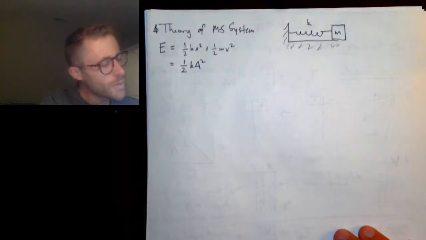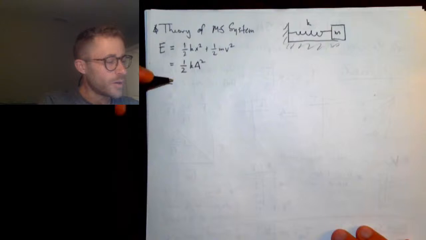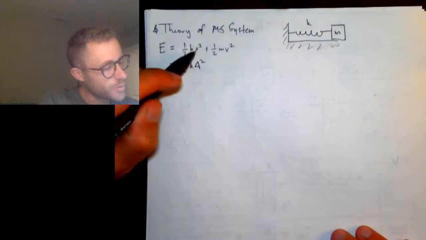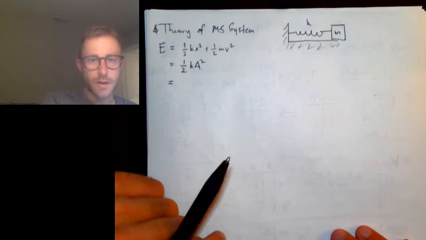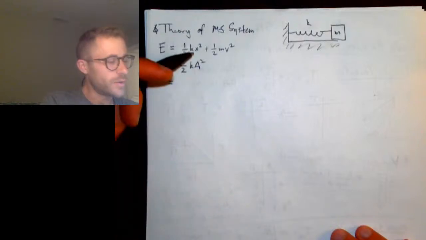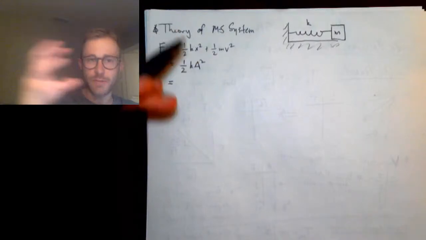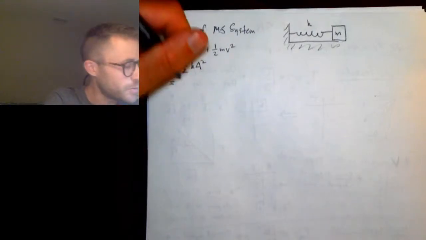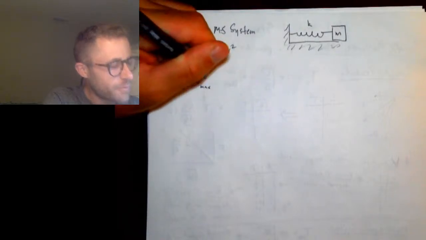Or we could evaluate the energy at the moment where it is passing through equilibrium. And when it's passing through equilibrium, x is equal to 0. Okay? And so at that moment, it is reaching its maximum speed. So it doesn't arrive at equilibrium with no speed. It swings through equilibrium with its maximum speed. So evaluating the energy at that point gives 1/2 m v max squared.